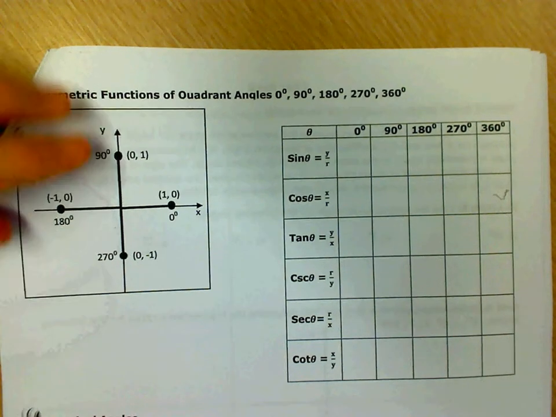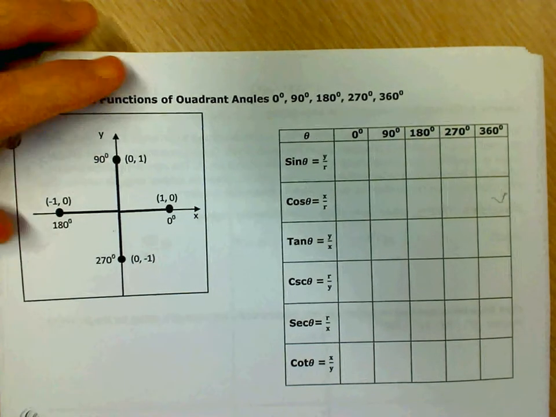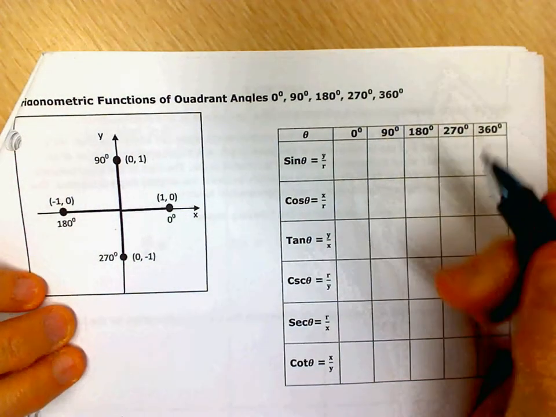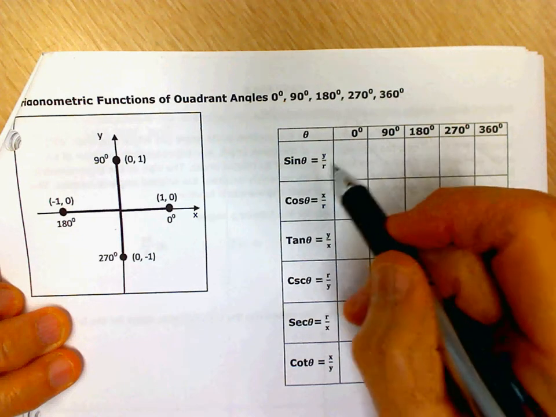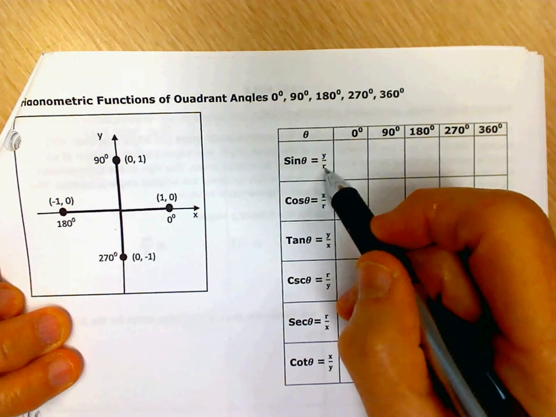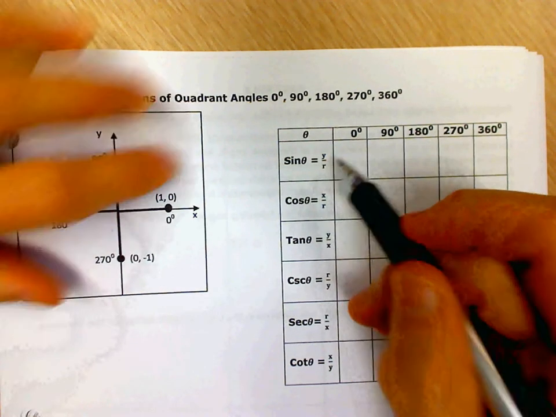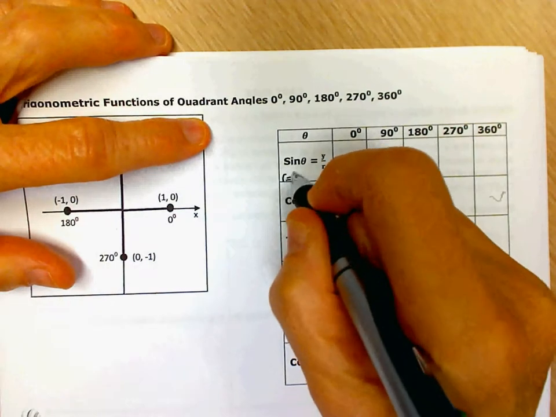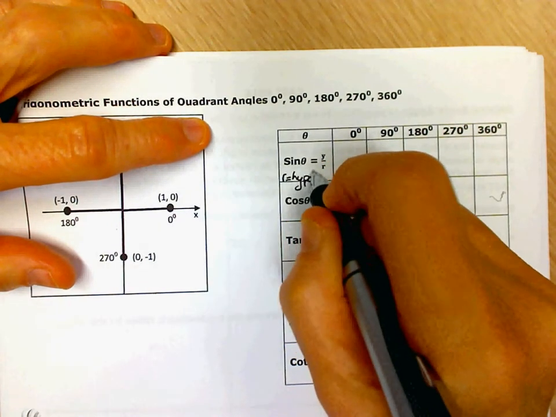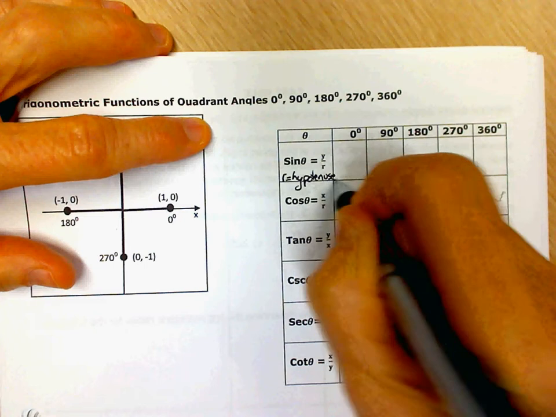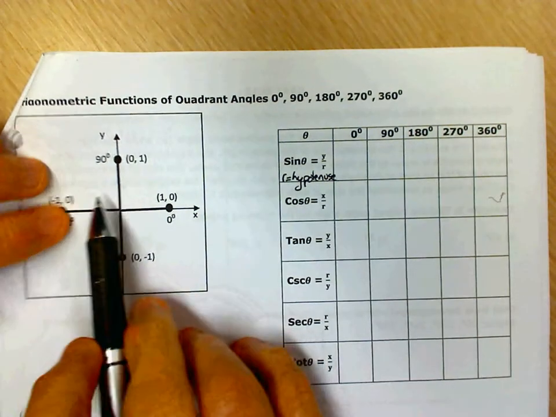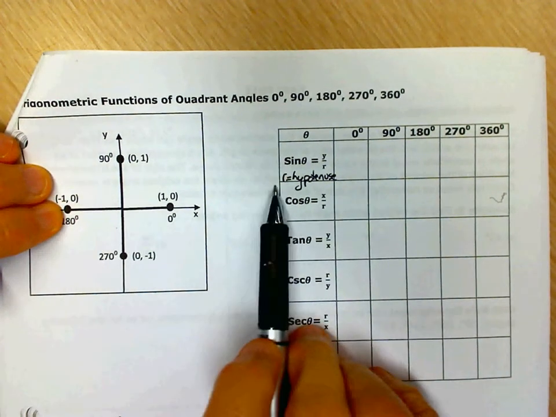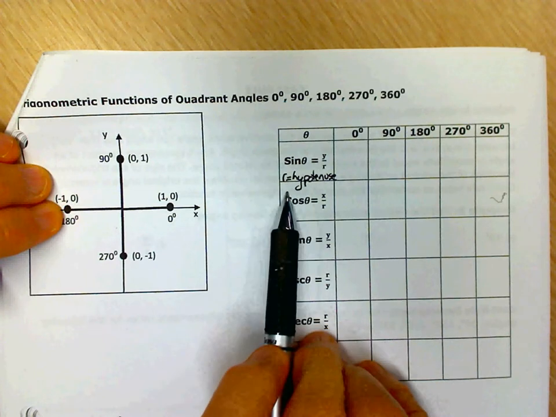We will review CAST tomorrow. Okay. R is another symbol for hypotenuse. On a related acute angle, on angles in standard position, we refer to the hypotenuse as R. Okay?